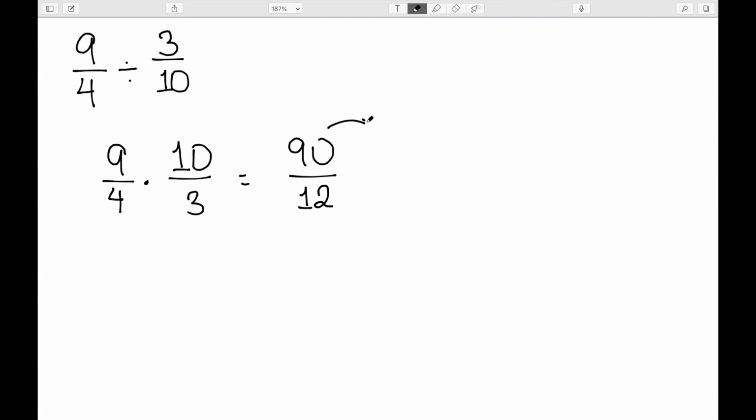Once again, these have a 6 in common. I can divide both the top and the bottom by 6. When I do, 90 divided by 6 is 15. 12 divided by 6 is 2.